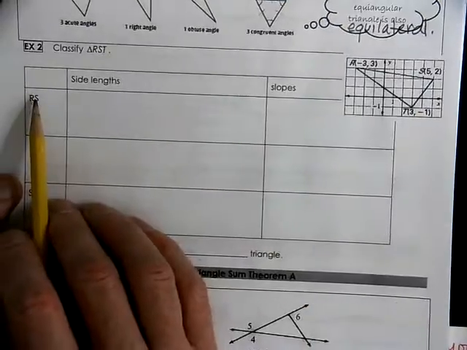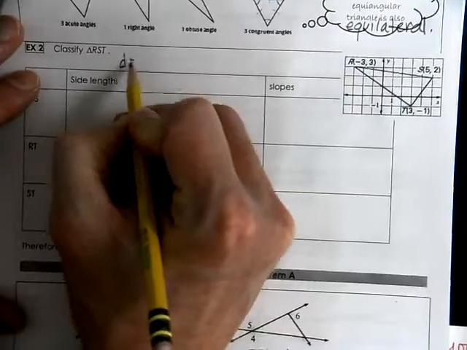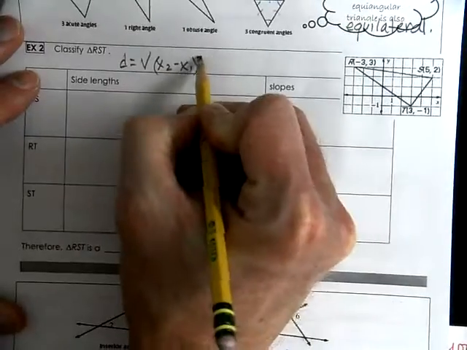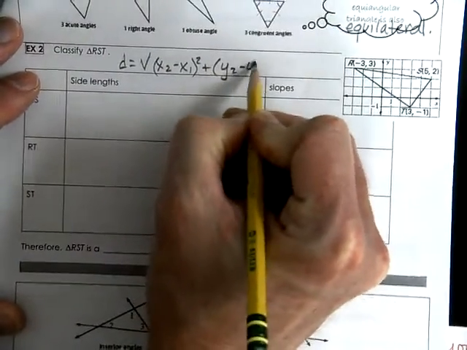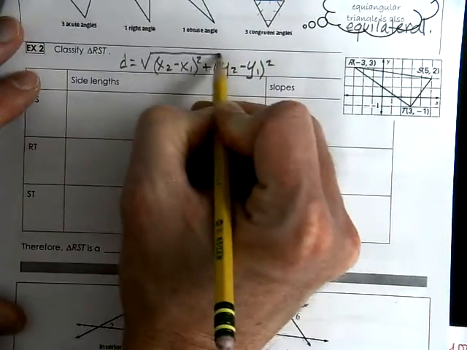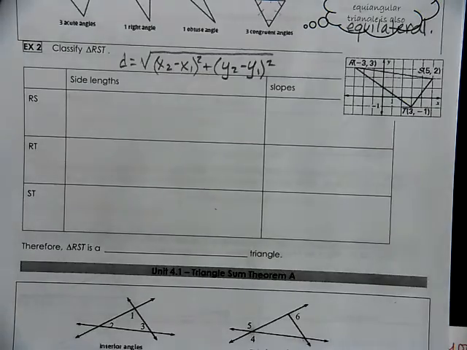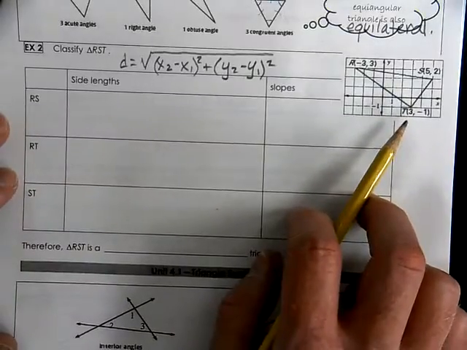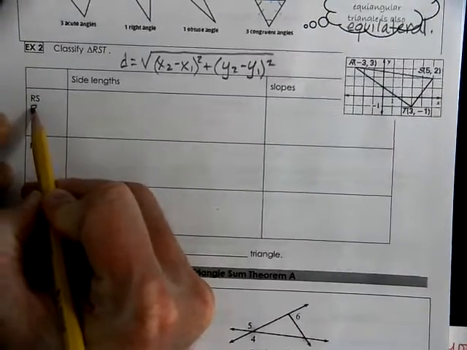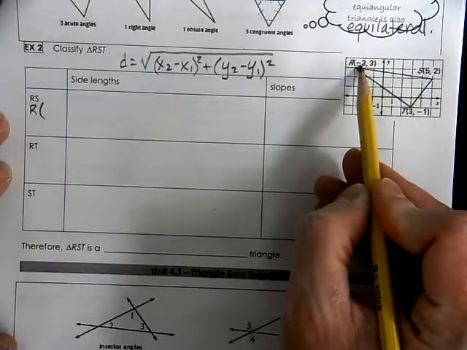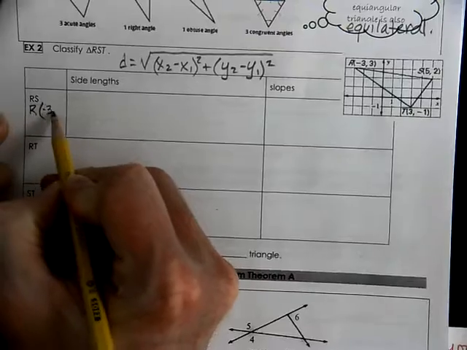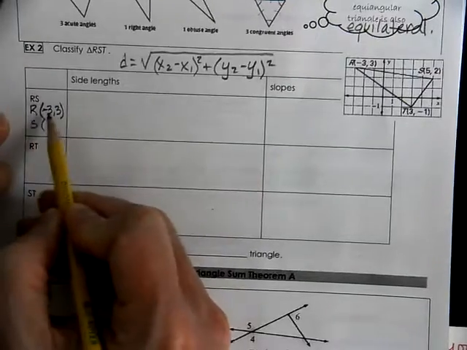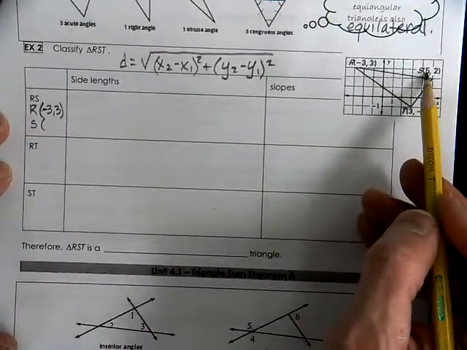So we're going to use what's called the distance formula: the square root of x2 minus x1 quantity squared plus y2 minus y1 quantity squared. And we're going to calculate the side lengths for each of the sides of this triangle. Point R is negative 3, 3. I'm going to write it over here so it's a little closer to our work. And point S is 5, 2.